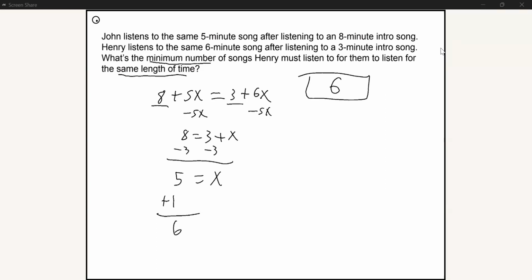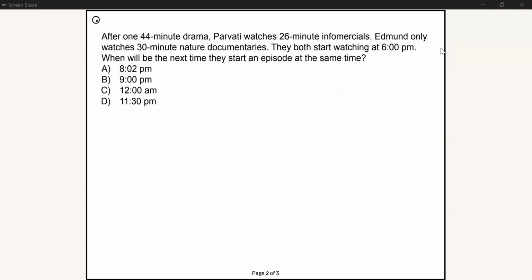Okay, so that would be our process here. We set up an equation for each of them, set them equal to each other, and then solve. And then the trick, right? The SAT has a lot of tricks, and here we have to remember to count the first songs and get to 6. Okay, great.